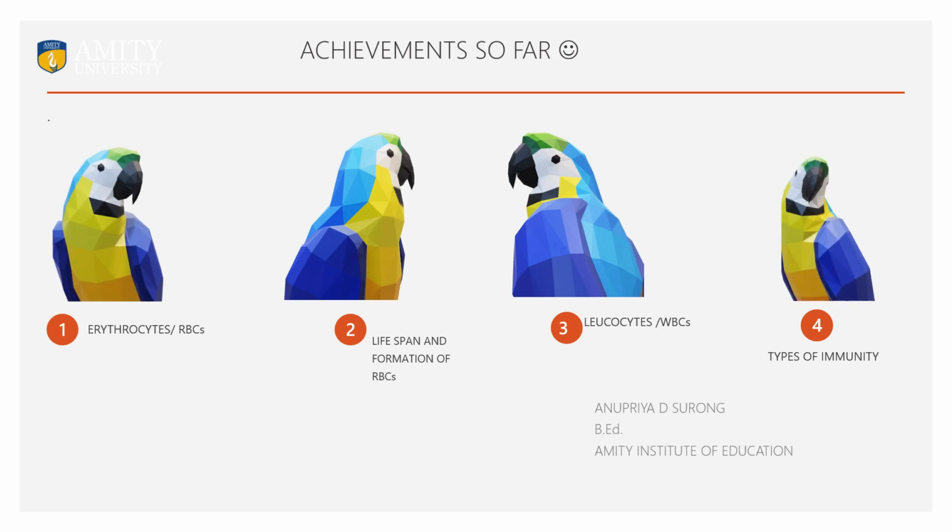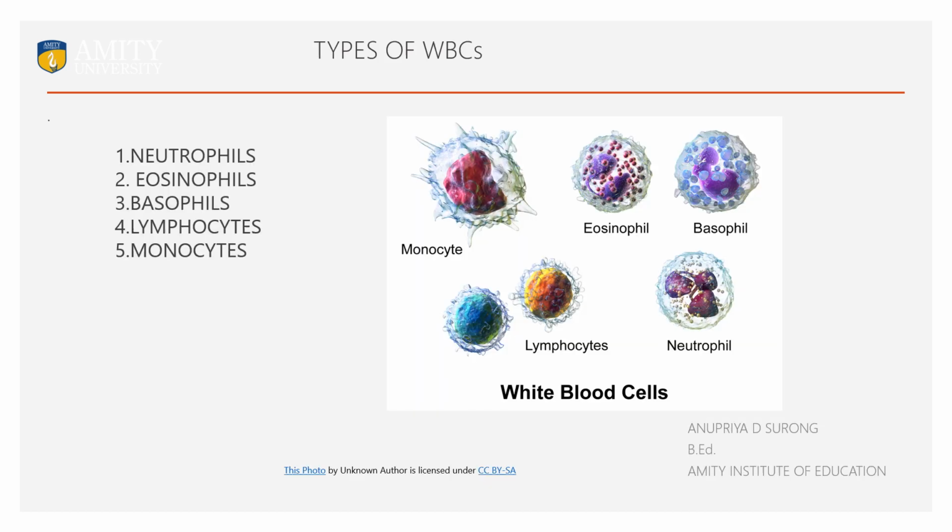So in the last class we have learned about erythrocytes or RBCs, we have learned about the lifespan and formation of RBCs, then we also learned about leukocytes or WBCs, and also we have learned about the types of immunity. Oh yeah, we have also listed down the types of WBCs. Do you remember? So let us introduce ourselves to the types of WBCs. That is neutrophils, eosinophils, basophils, lymphocytes and monocytes.